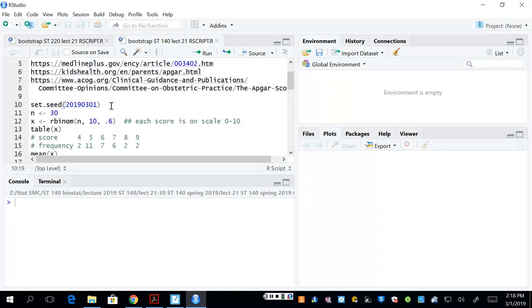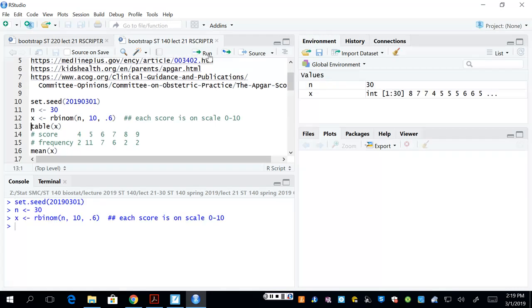I'm just going to simulate some data. To simulate it, I'm going to set a random number seed. I set this initial seed for the random number generator so that if I do it again, I'll get the same result. It starts at the same place. So I set that little seed. I'm going to generate 30 data points. I'm going to call them X.